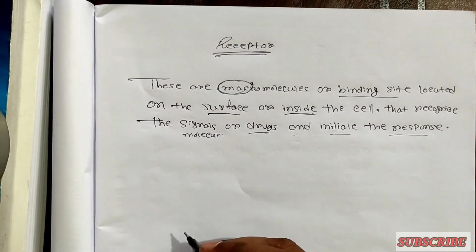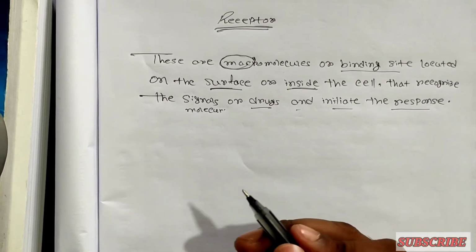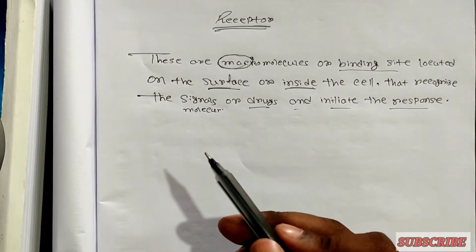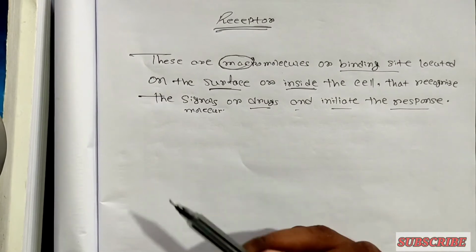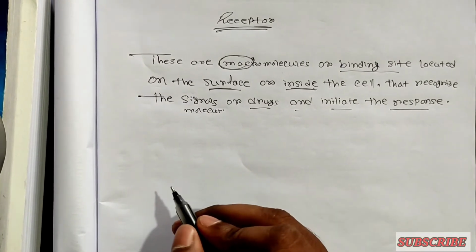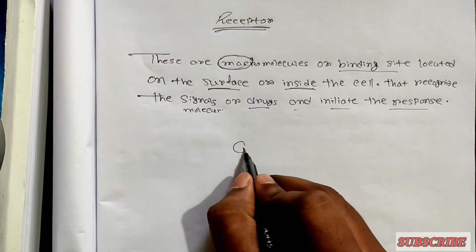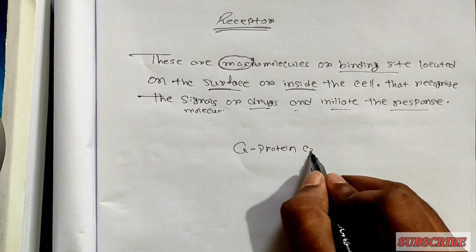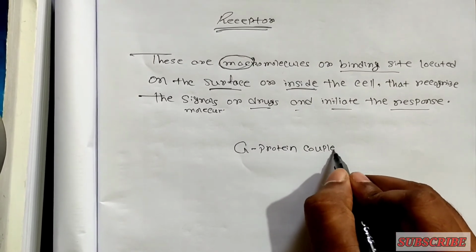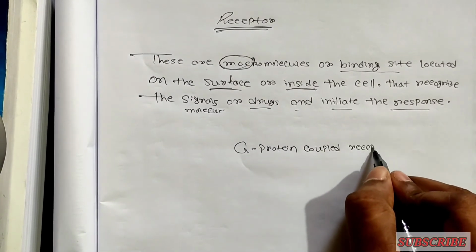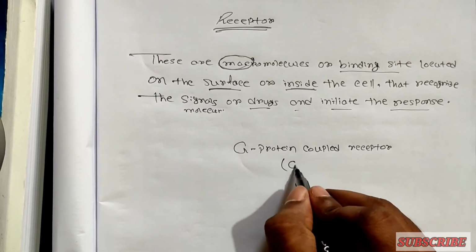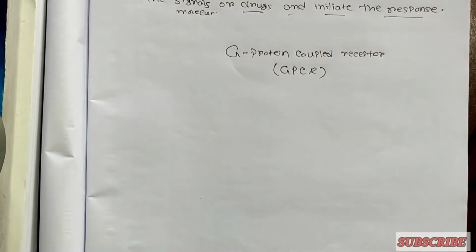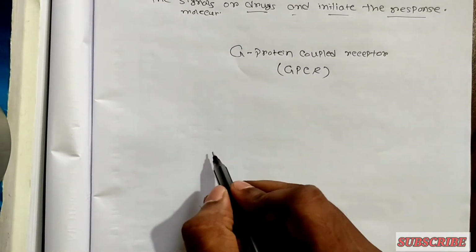So receptors are of different types. We have G protein coupled receptor, receptor linked ion channel, enzyme linked receptor, Janus kinase binding receptor, and nuclear receptor. So in this video we'll discuss G protein coupled receptor. In short, we can say GPCR. Okay, we'll see the diagram of G protein coupled receptor.